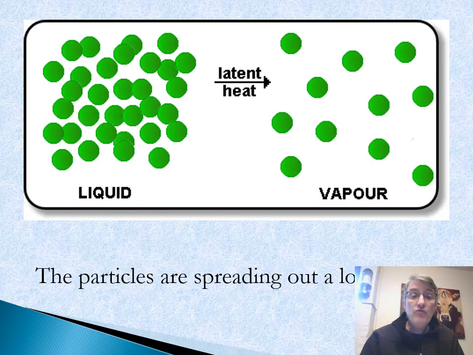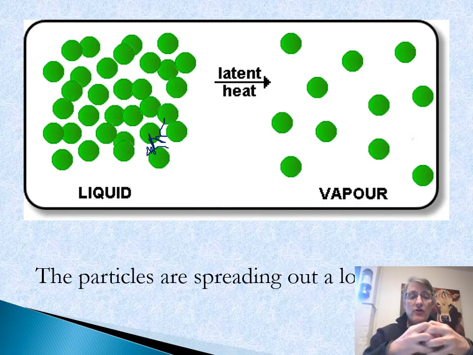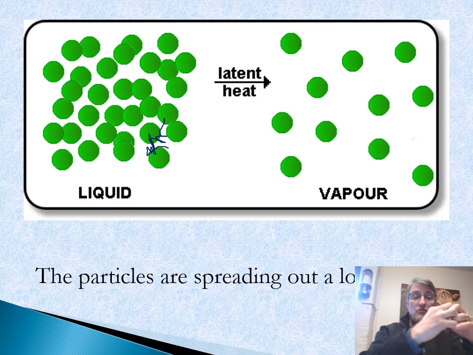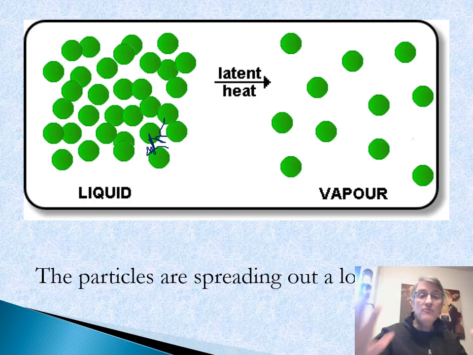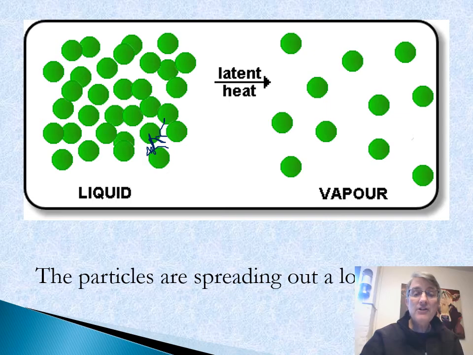The particles are really spreading out and they're breaking the intermolecular bonds. These guys that are kind of linked together are not just getting looser, like when we went from solid to liquid. Now we're going from loose to totally breaking free, totally breaking apart from each other. Lots of kinetic energy. So we call that the latent heat or the heat of vaporization, and that takes a lot of energy to do.